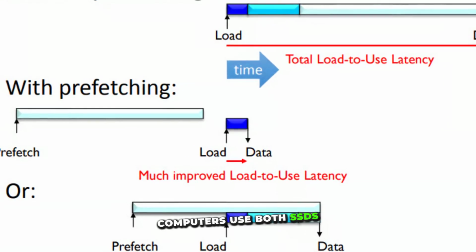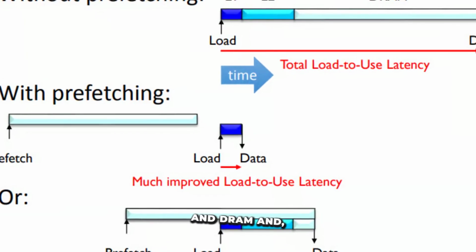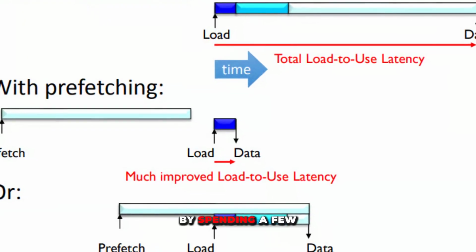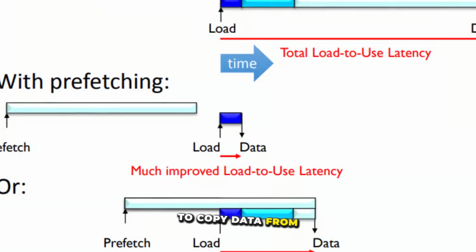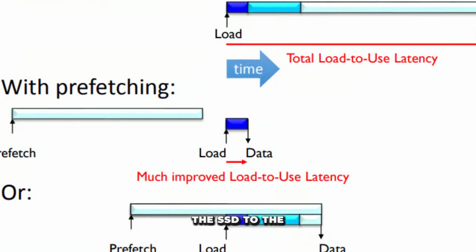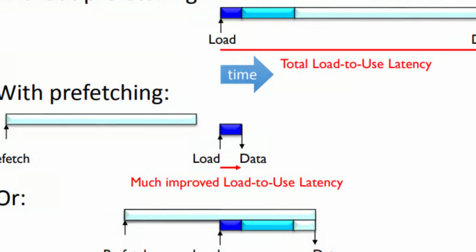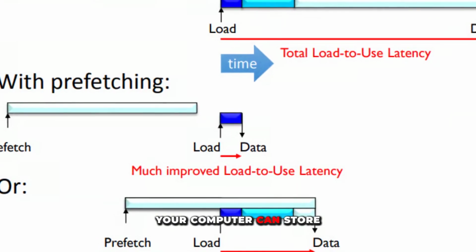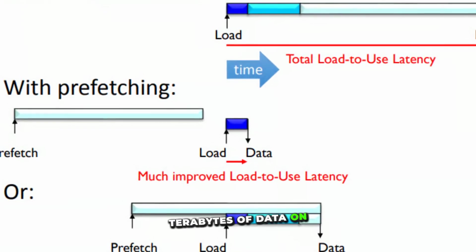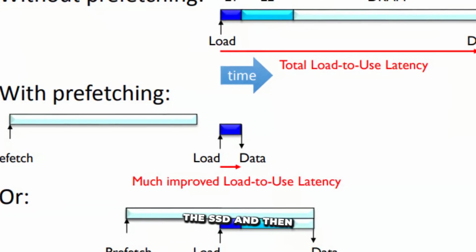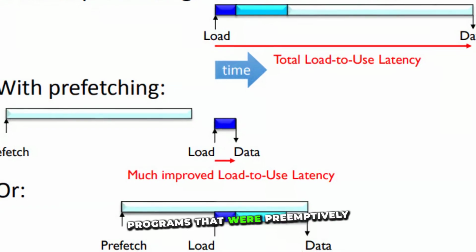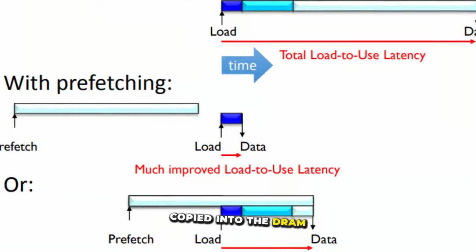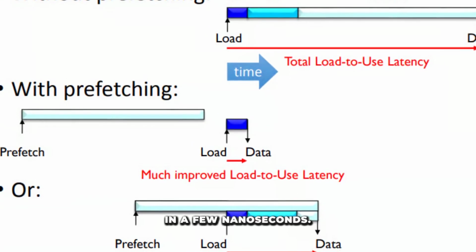Therefore, computers use both SSDs and DRAM, spending a few seconds of loading time to copy data from the SSD to the DRAM, and then prefetching, which is the process of moving data before it's needed. Your computer can store terabytes of data on the SSD and then access the data from programs that were preemptively copied into the DRAM in a few nanoseconds.